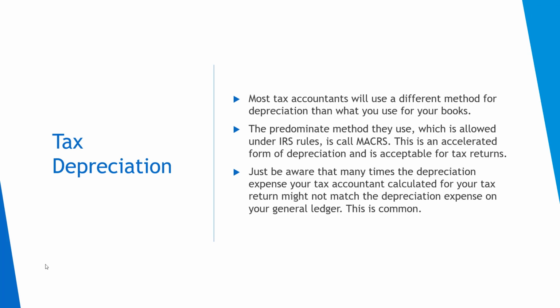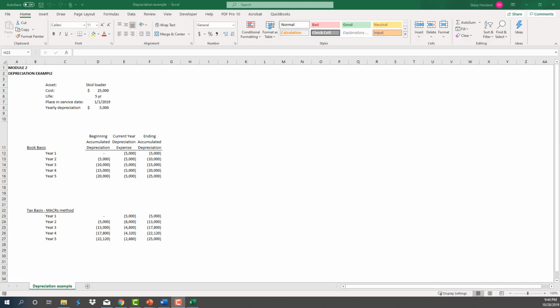So let's take a look at a quick example so you can get a look at some numbers and get an idea as to what we're talking about. So here is an example of depreciation, and again, this is just a very simplistic one. And really what I wanted to show you is what a book basis and tax basis would look like. So in this example, we have a skid loader, $25,000, has a life of 5 years. We're going to make life easy. We're going to say it was placed in service on January 1st. And of course, with straight line, that means we have yearly depreciation of $5,000 a year for book basis.